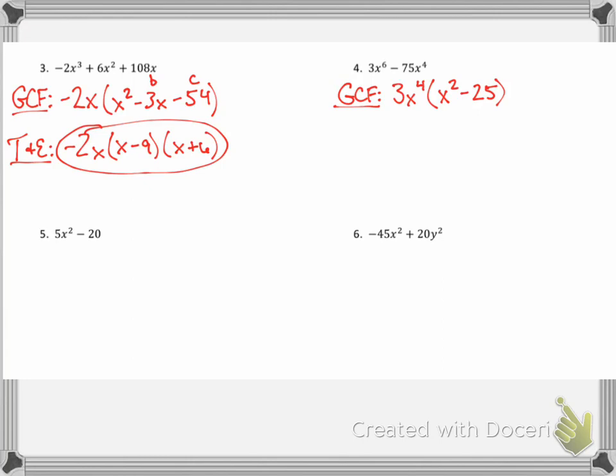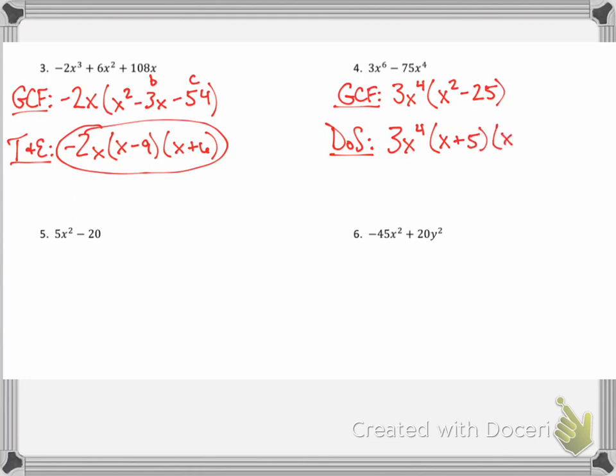Difference of squares, remember, is very specific. It has to be subtraction, and it has to be two perfect squares, aka they can be square rooted with ease. X squared and 25 can be easily square rooted, so we can use difference of squares in this case. I'm going to abbreviate that as DOS. Bring down the 3x to the fourth, then x squared minus 25 using the difference of squares pattern.